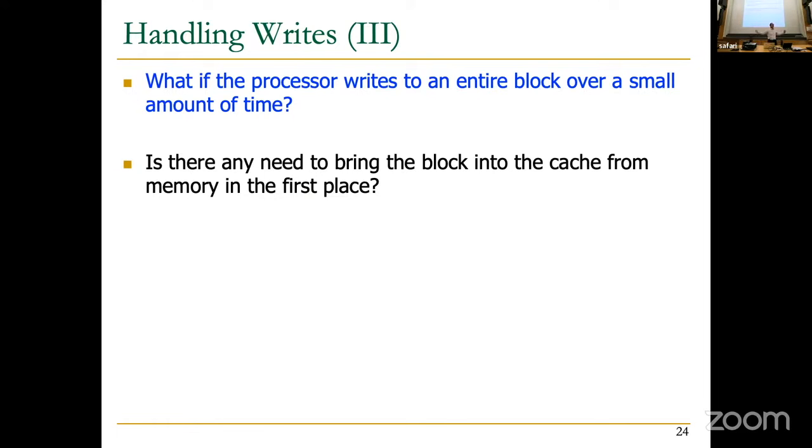You've completely overwritten the block. You didn't read anything out of there. If that's your access pattern, there's no need to bring the cache block, right? You can just create the cache block inside the cache and then write it to memory. Does that make sense? Of course, this doesn't work well if your write granularity is smaller than your cache block granularity.